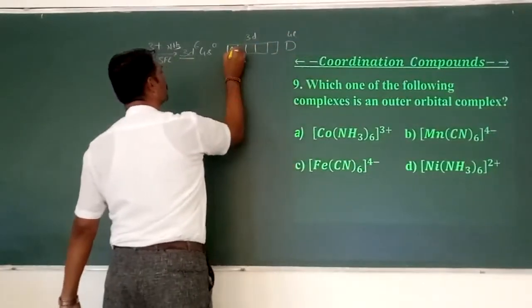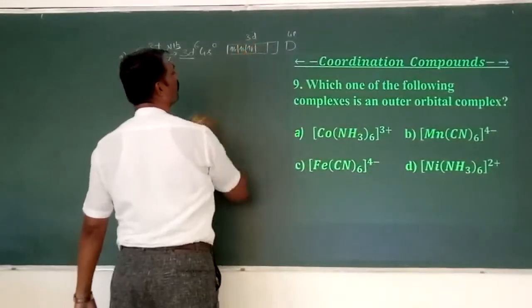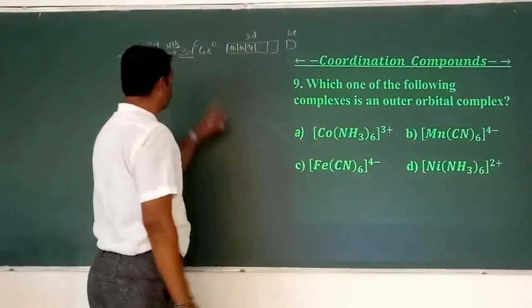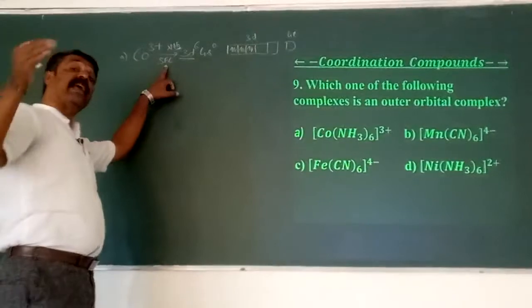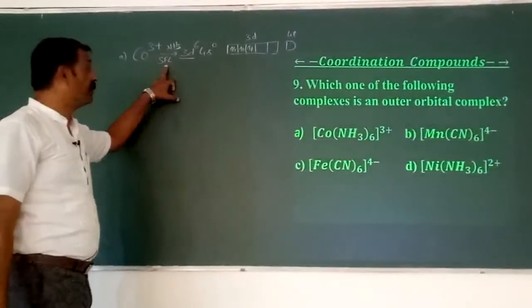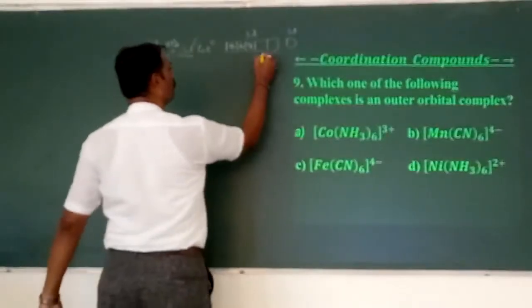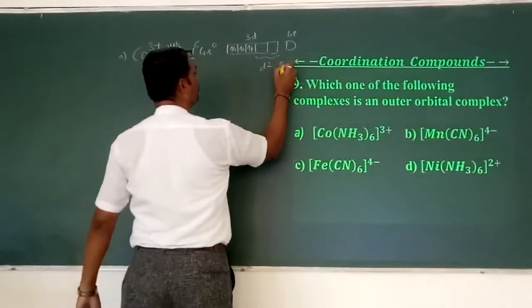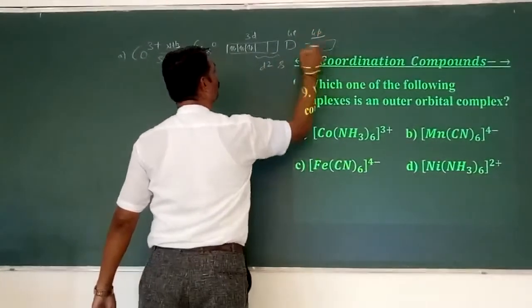(3d4s) This is filled, this is filled, this is filled. Means I'm left with only 2 here, because as it is a strong field, it is against the Hund's rule according to the VBT. Therefore, I can expect d2 here. Here s is there.